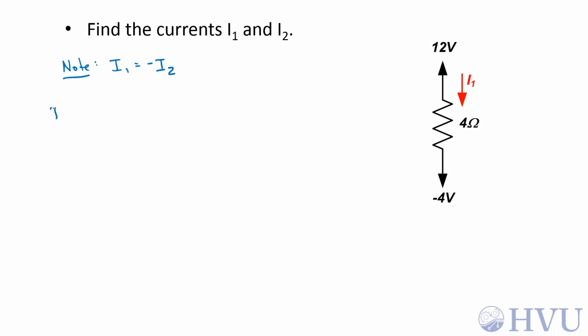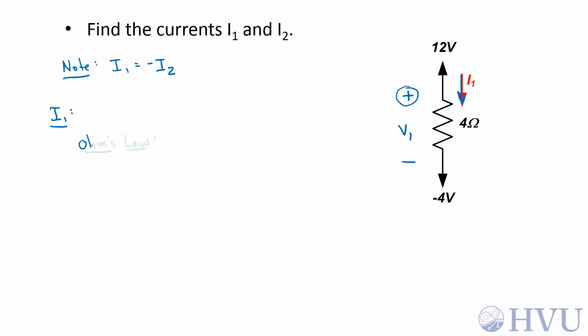First, let's find I1. I1 is assumed positive in this direction. That means that according to the passive sign convention, my positive voltage polarity has to be at that upper terminal. So I'll define this V1 such that assumed positive current enters the assumed positive voltage terminal. Following the passive sign convention is absolutely necessary when you're applying Ohm's law.